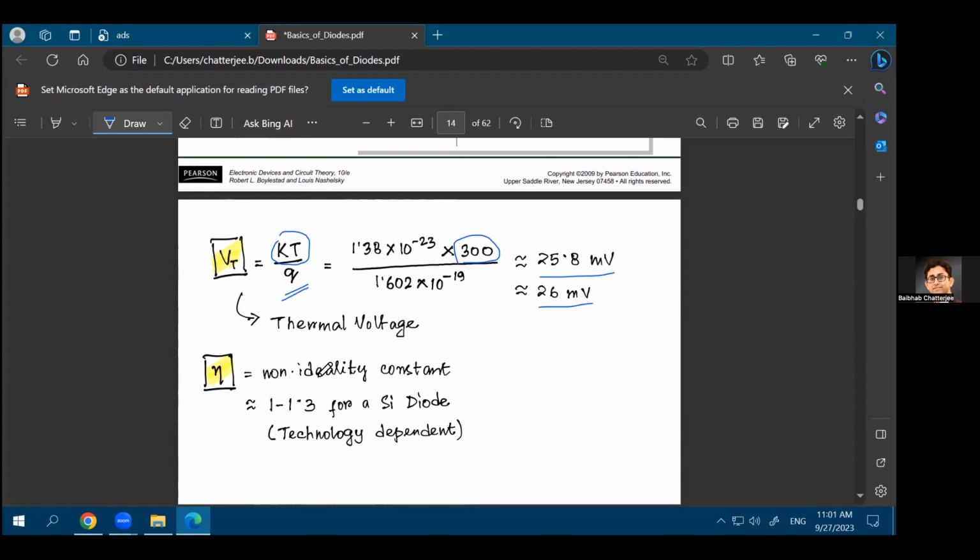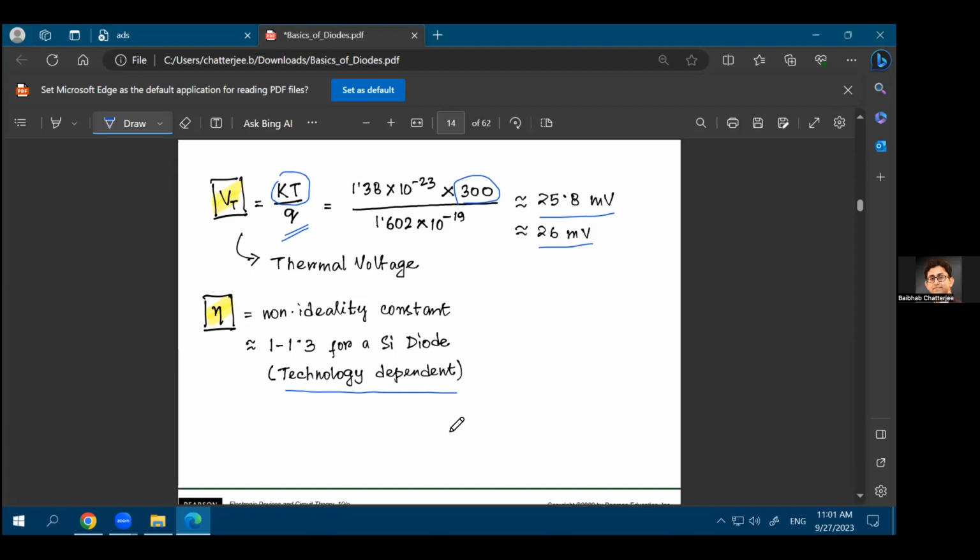But this eta factor is an empirical non-ideality constant, which is usually in the range of 1 to 1.3 for a silicon diode. And it's generally technology dependent. So it depends on the technology. For example, if you're using a 180 nanometer technology, that means the length of the devices are 180 nanometer, then it can have a different non-ideality factor. If you're using a separate technology node, for example, Intel has been working on sub 10 nanometer nodes, that means the length of the devices are less than 10 nanometer. So we'll go into those details later on in the class as well. But that's what technology means: the dimensions of the devices that you are using for a particular technology. And depending on the dimensions of the devices, this non-ideality constant can change. And usually it's in the range of 1 to 1.3.